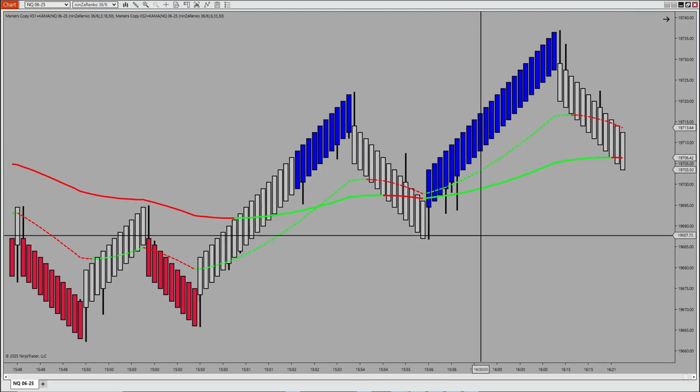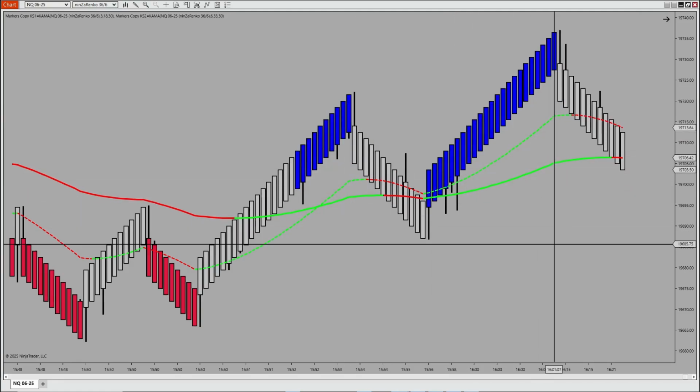I don't count these because they're just too close to the market close. All right, that's the roll up for today's A+ setups.